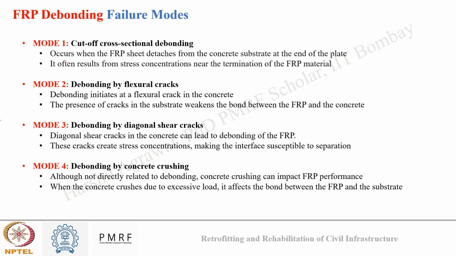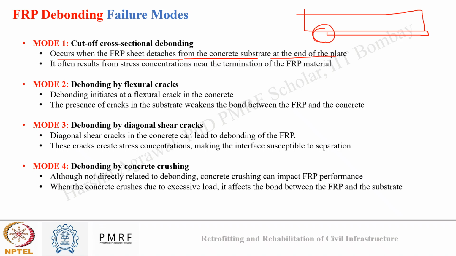So my first mode is cut-off cross-section debonding. It occurs when the FRP sheet detaches from the concrete substrate at the end of the plate. Suppose this is my concrete substrate and this is my FRP sheet that was attached on the plate. If my failure is occurring at this end, then we say it is a cut-off cross-sectional debonding failure. It often results from stress concentration near the termination of the FRP material. So such failure occurs due to stress concentration at this location.